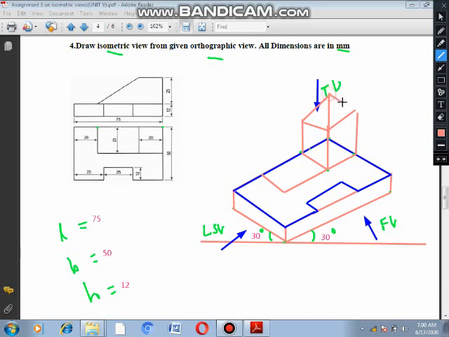You will take the exact length. I am not taking any exact length. Like this we are having. Okay, join like this, like this, like this. Okay, now this is the slant line.